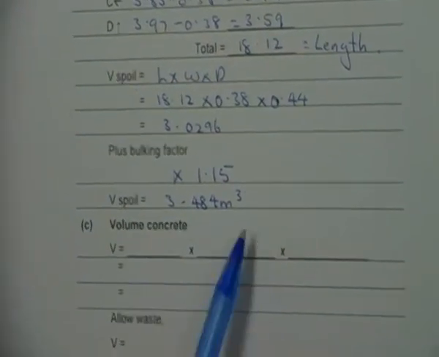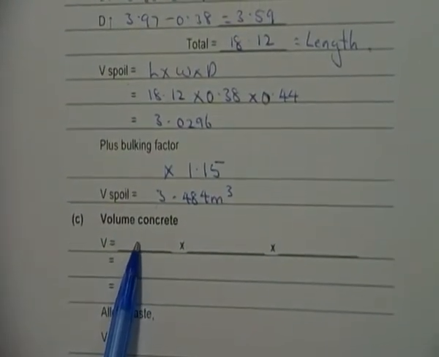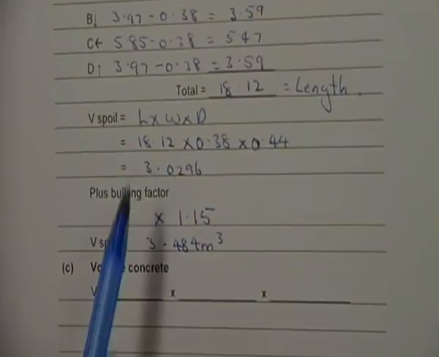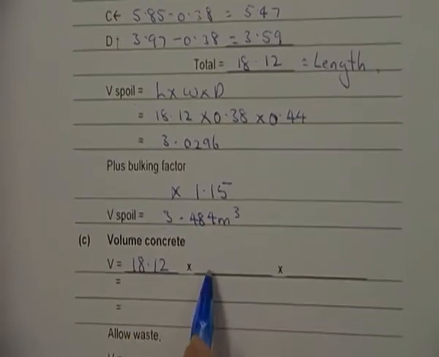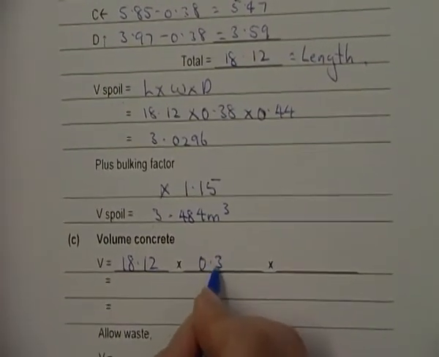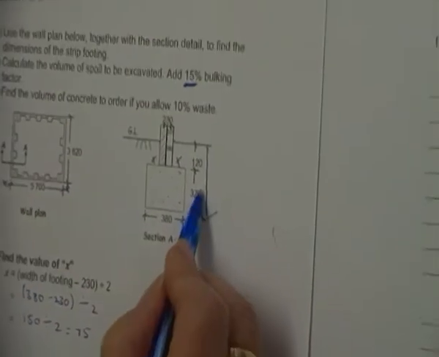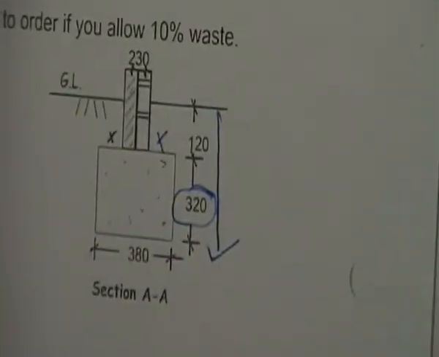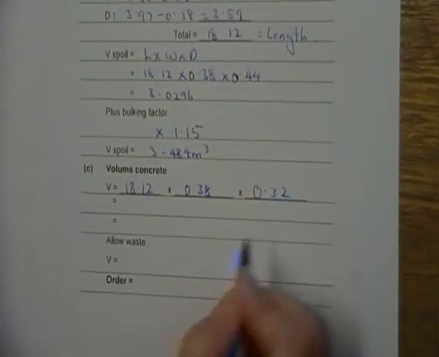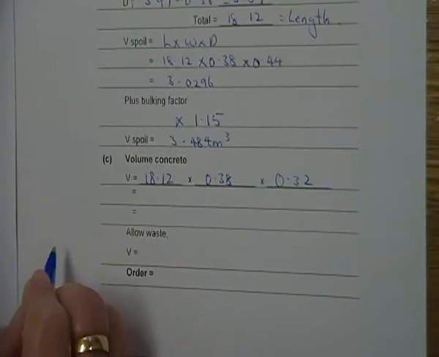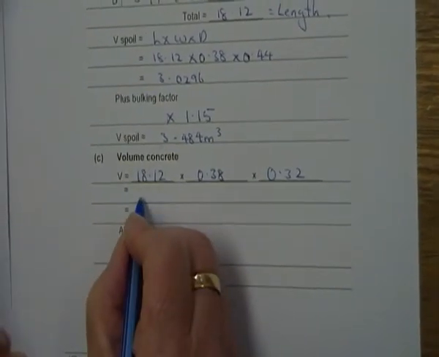Now we've done the hard work, but we're going to keep our same length of the footing, 18.12. The width stays the same, 0.38, but we go back to our drawing and the concrete here is only 320. So 0.32. So we times all that together and we're going to get 2.203.